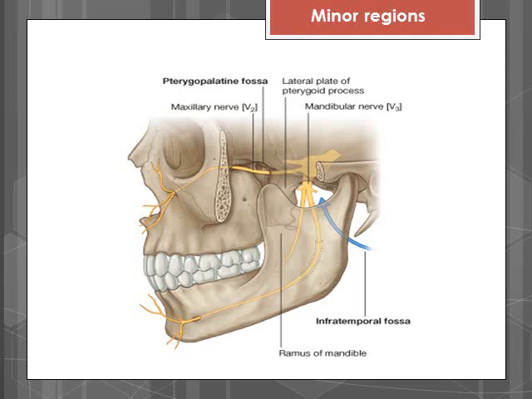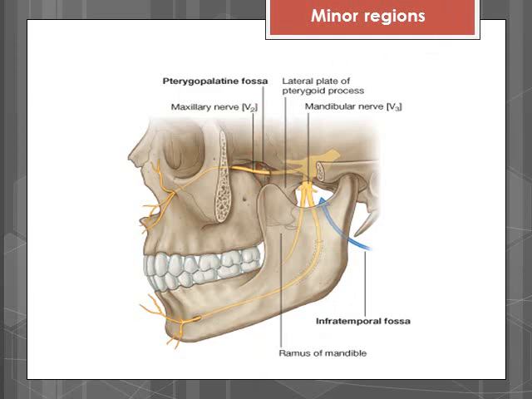The infratemporal fossa lies between the posterior aspect of the mandible and the lateral plate of the pterygoid process. It contains the mandibular nerve, which is a division of the fifth cranial nerve, the trigeminal nerve, and it passes in the infratemporal fossa on its way between the cranial and the oral cavity.